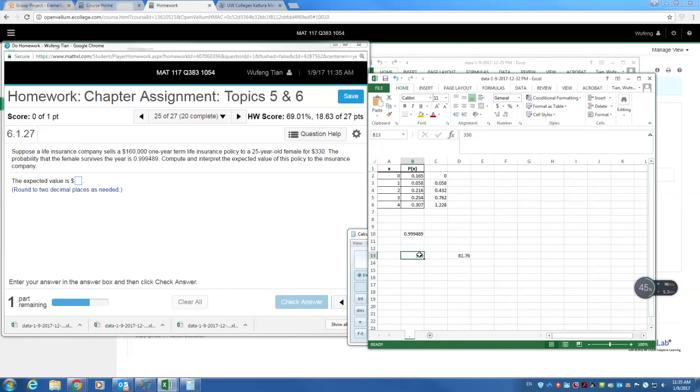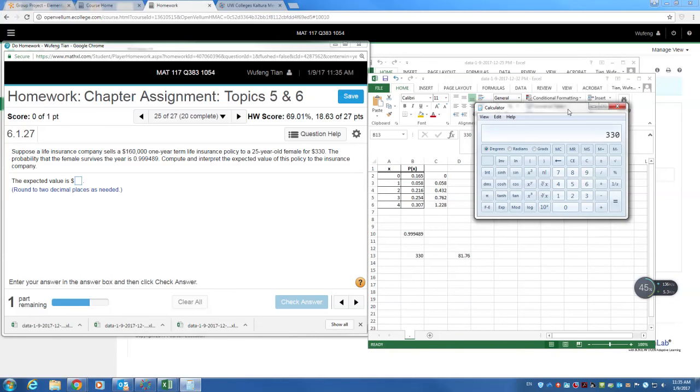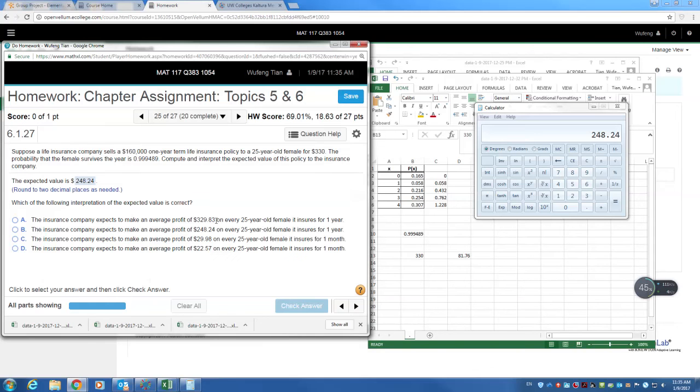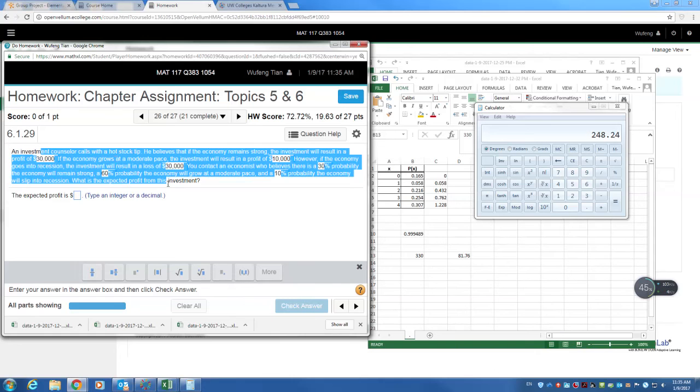But now you collect $330 a year. So the expected value is going to be 330 minus 81.76. So the insurance company actually has this expected value. Which interpretation is correct? The insurance company expects to make an average of that every year. That's right. This is the insurance company's profit. Make $248 a year.